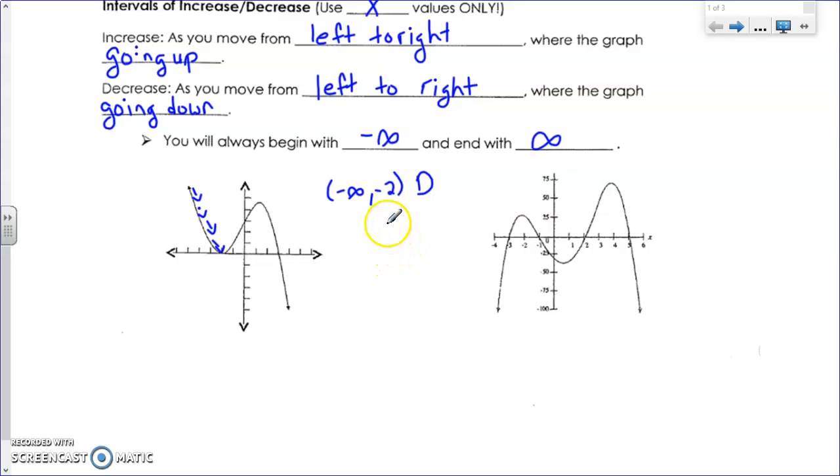Does that make sense? And now, when this turning point happens, I'm now going up. So what's happening there? I go from -2 to 2, and what am I doing there?